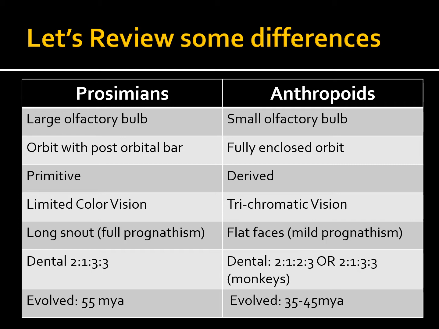They either have a 2-1-2-3 formula if you're looking at Old World monkeys and apes, which is 2 incisors, 1 canine, 2 premolars, and 3 molars. Or if you're looking at New World monkeys, you have 2 incisors, 1 canine, 3 premolars, and 3 molars, right? This makes sense because New World monkeys were essentially the first to evolve after your prosimians. So in essence, these are the ones that have a dental formula much more similar. In a general sense, your haplorhine primates evolved anywhere between 35 to 45 million years ago.